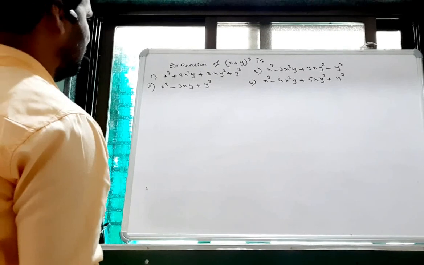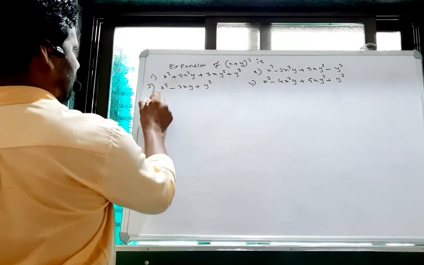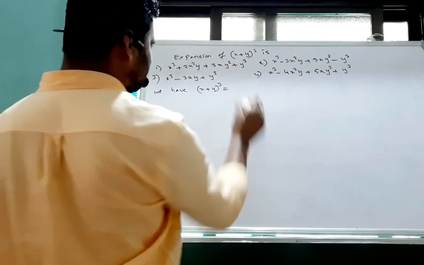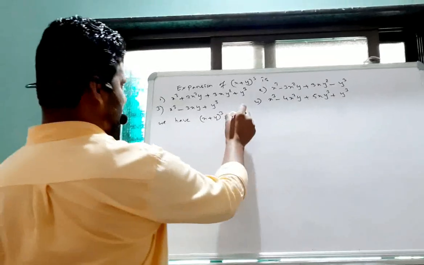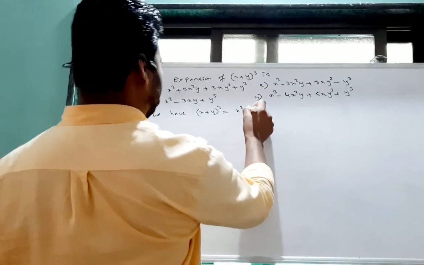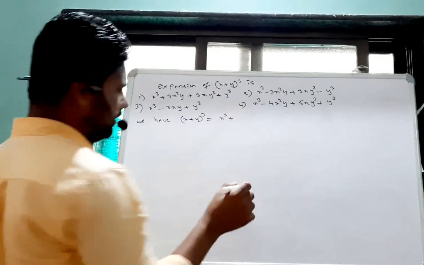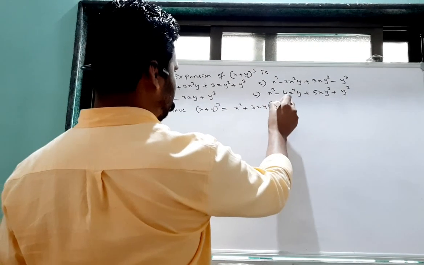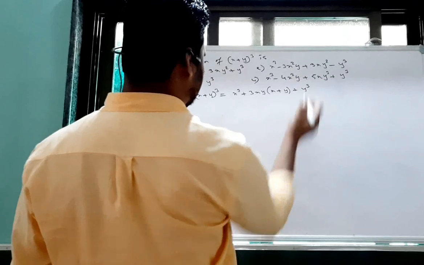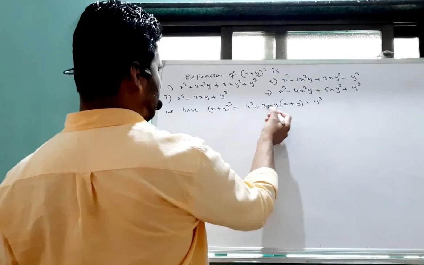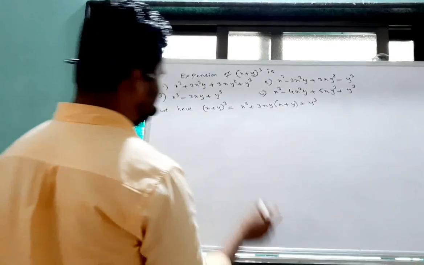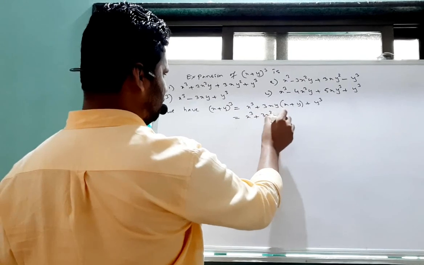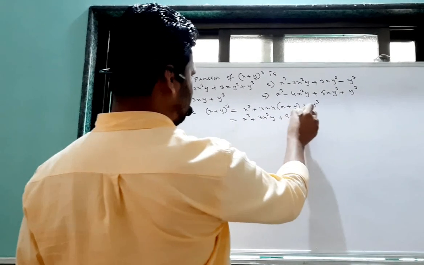Expansion of x plus y whole cube. It is a direct formula. We have the formula: x plus y bracket cube is x cube plus y cube plus 3xy into x plus y. That is a cube plus b cube plus 3ab into a plus b. So it is x cube plus, opening the bracket, 3x square y plus 3xy square plus y cube.